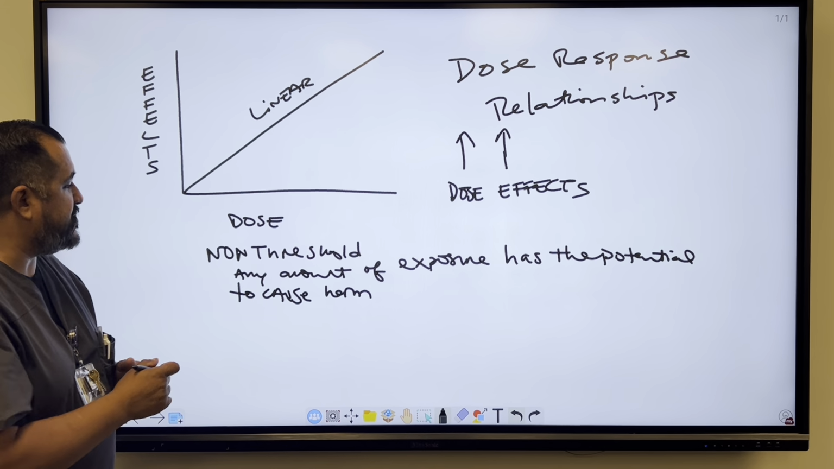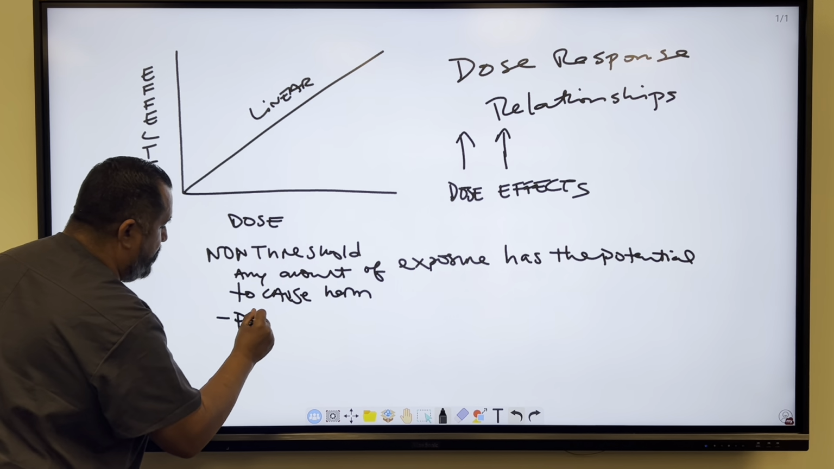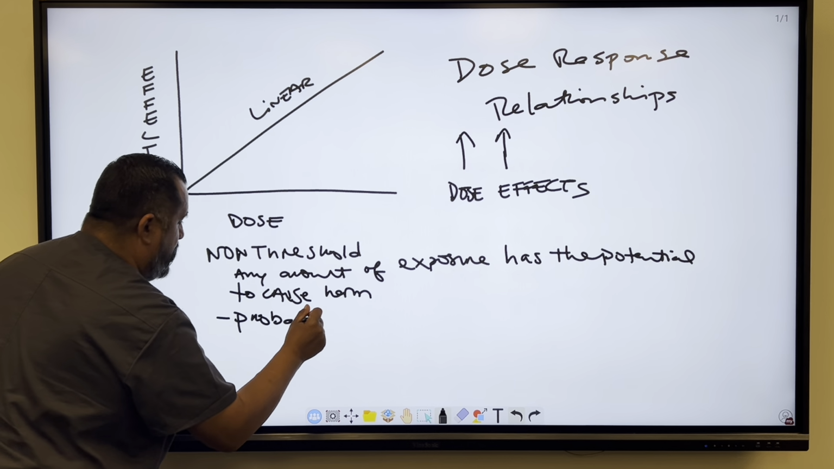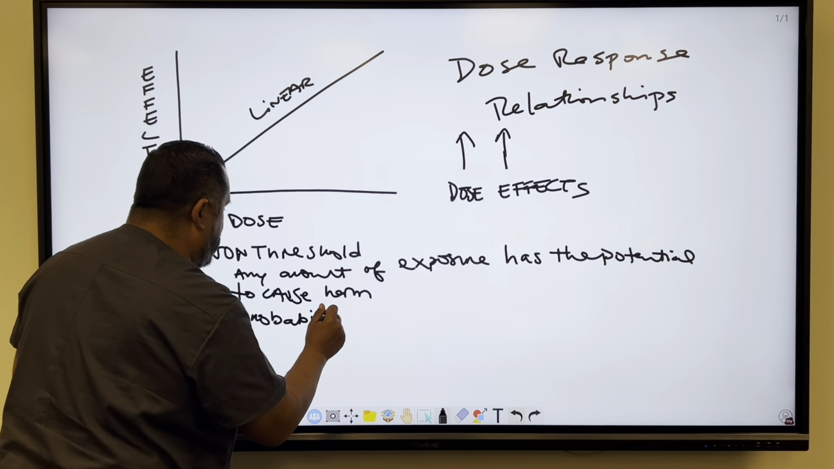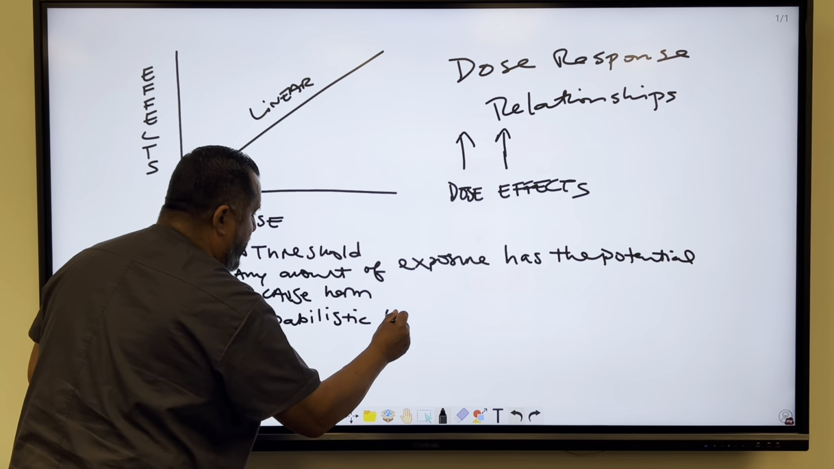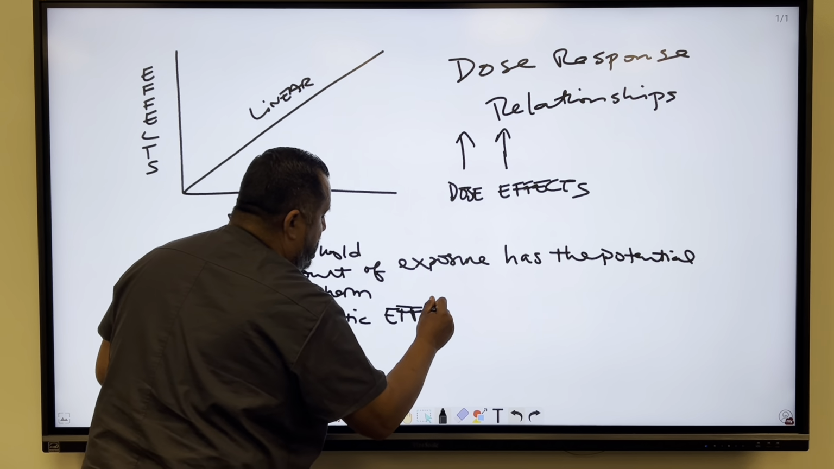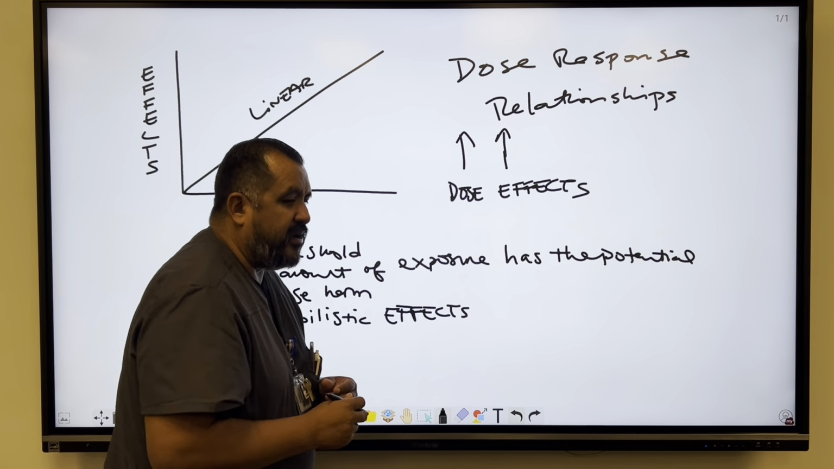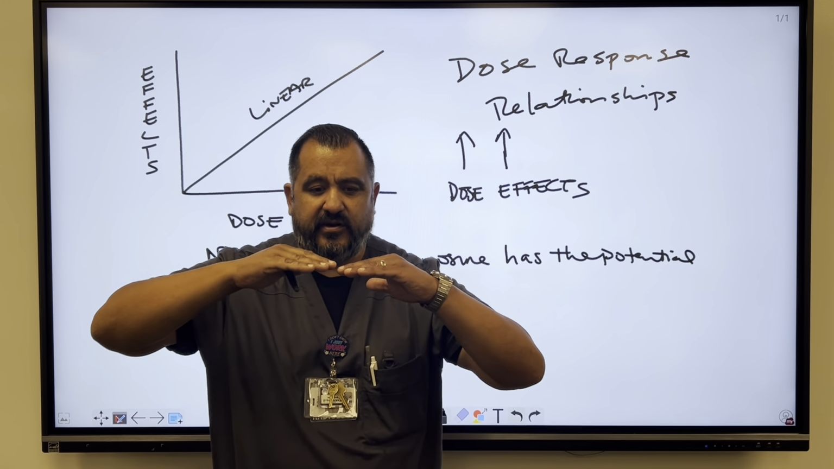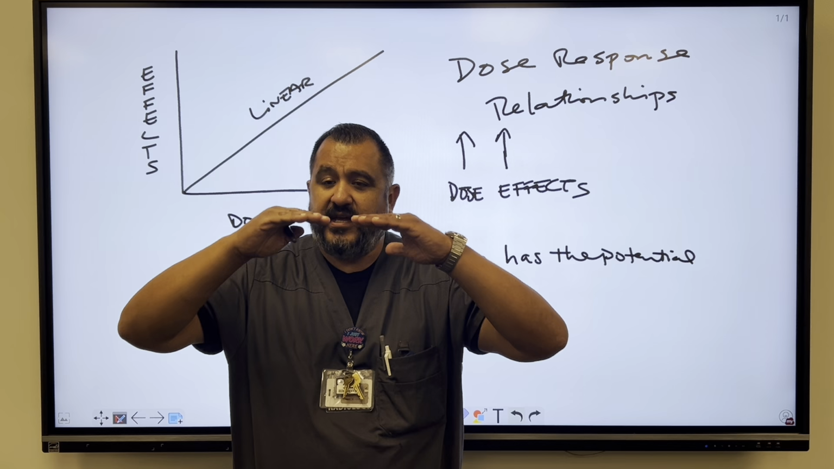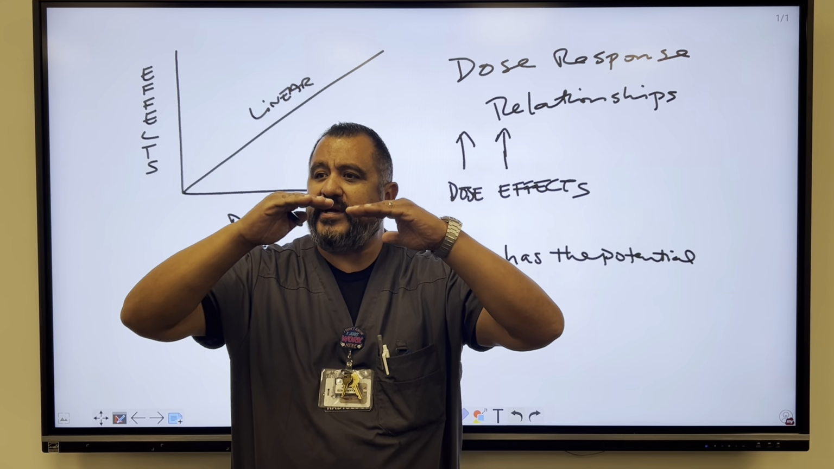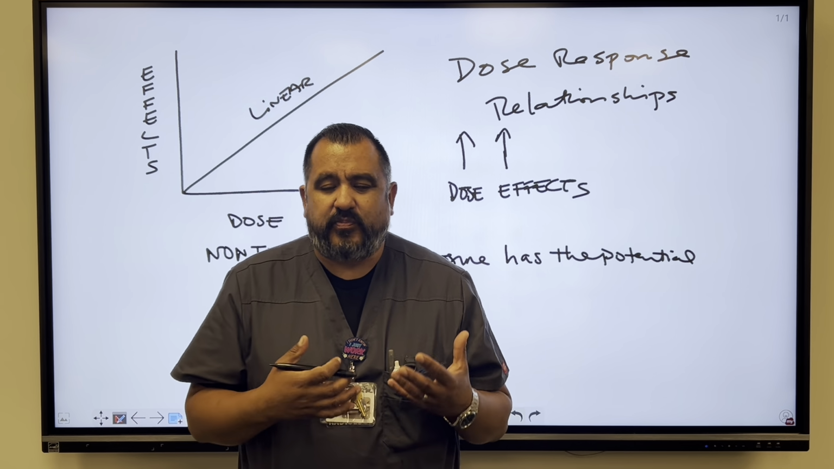But in this case, we're talking about probability. So we'll say that this is probabilistic effects. So the effects that can occur are going to increase, right? They're going to have the potential to increase if the dose or exposure keeps increasing. But then again, it's probability.